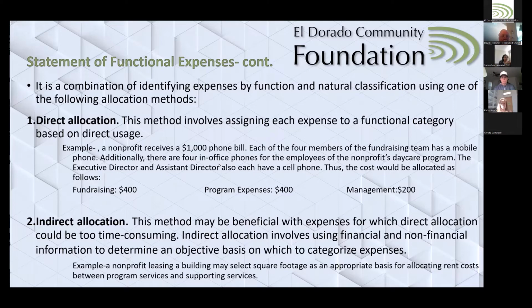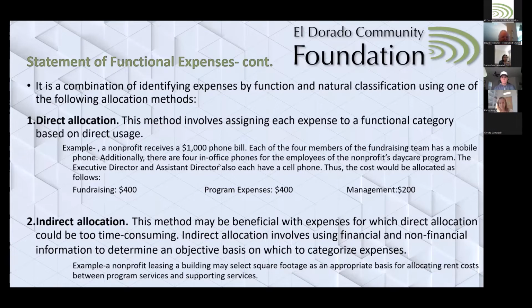There are 4 people who use it in the fundraising team, 4 people who use it in the daycare program, and 2 people who use it in management. So fundraising would be 400, program would be 400, and management would be 200. This is a simple way: you have 10 people, you have $1,000 involved, and each one is at $100. An indirect method of allocation is beneficial for expenses where direct allocation could be too time consuming. So if you're not able to find a way to do this directly, you would move towards allocating the expenses in an indirect way.